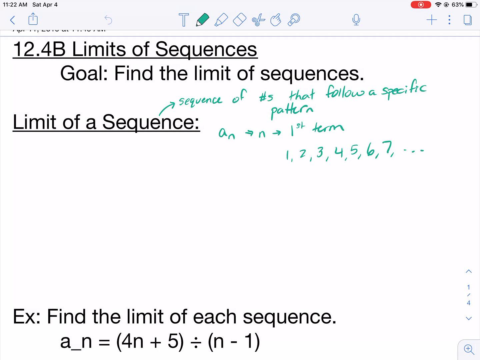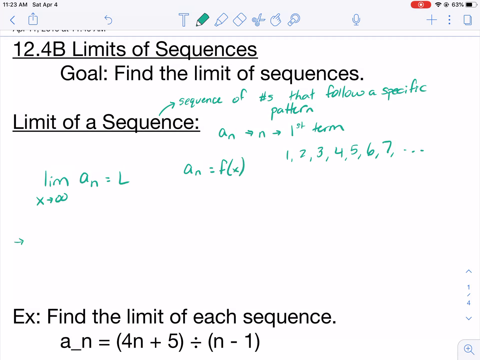Yeah, so we still wanted to work with rational functions. We still are going to find the limit as x approaches infinity of a sub n, and it's still going to be whatever the limit's going to be. So basically, a sub n is acting as f of x right now, so a function.